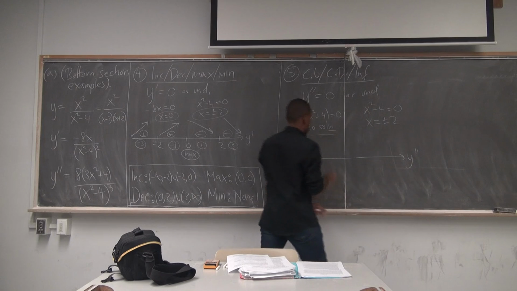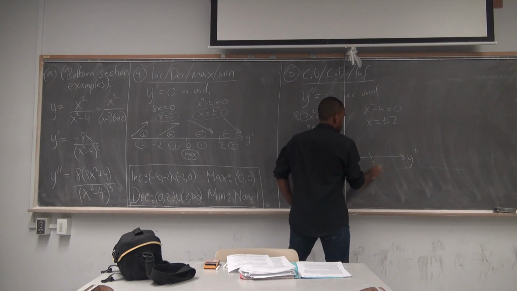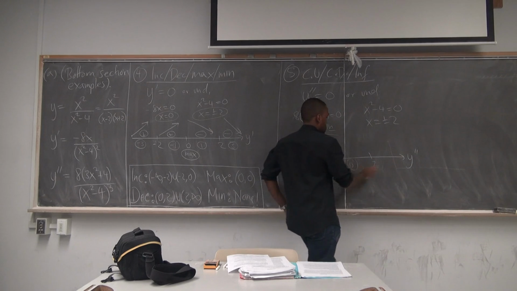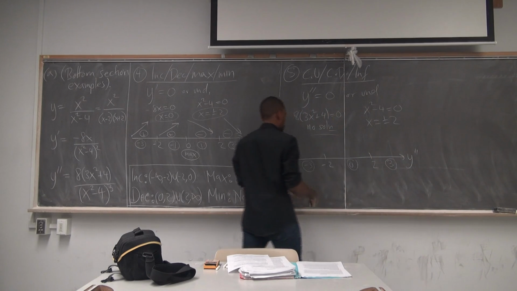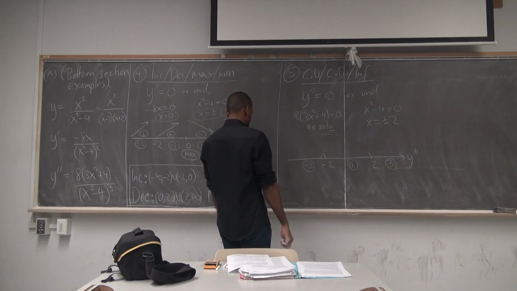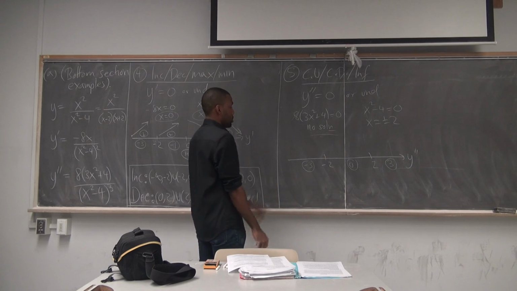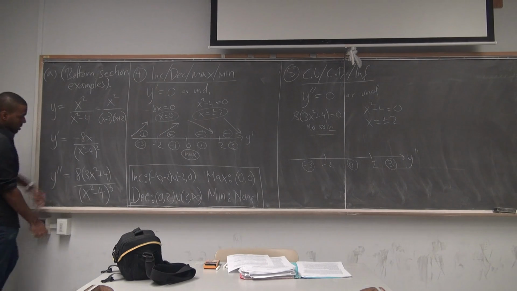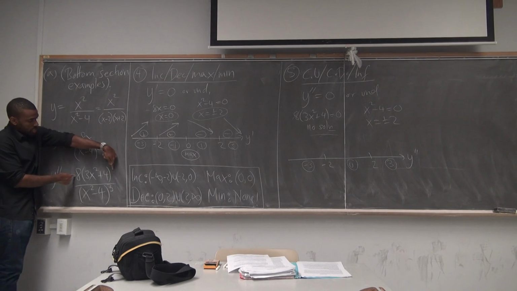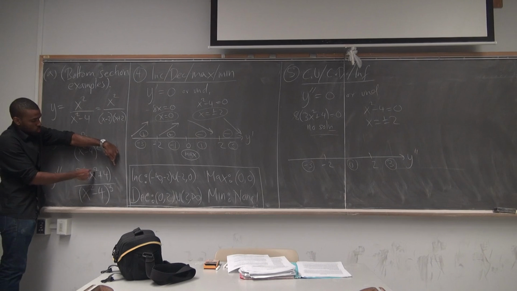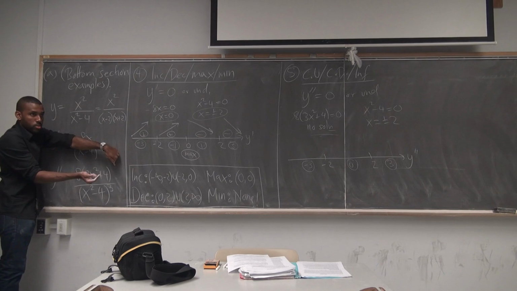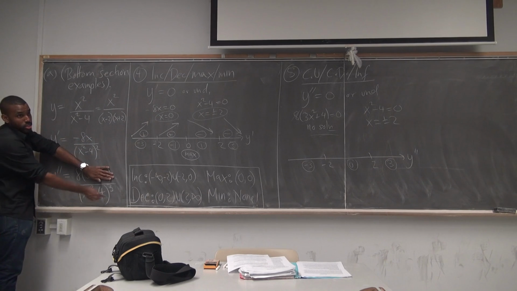Y double prime, minus 2, positive 2. I'm going to test values here, here, and here. Plug in a minus 3 into the second derivative. Okay. So again, now I'm going to look here. Notice at the top, there's a square plus a positive number. The numerator will always be positive, so I'm going to ignore it and look at the bottom.